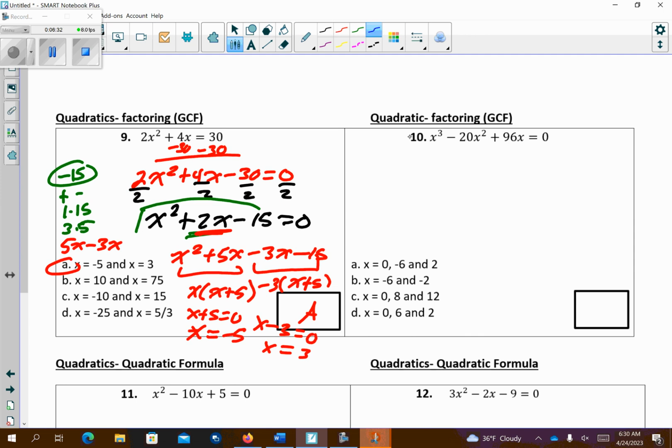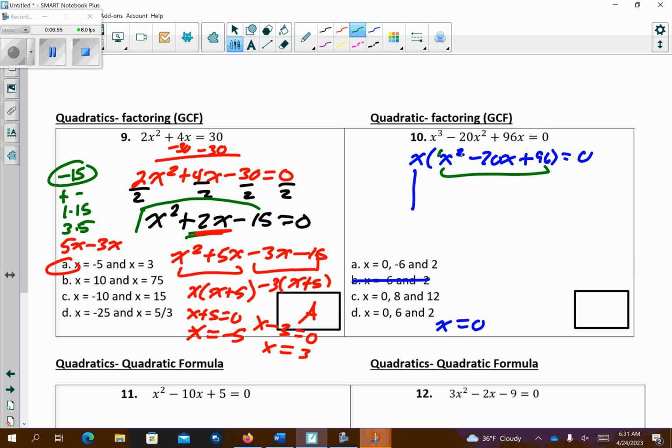Okay, problem number 10. Ooh, it's x to the third, so we have 3 answers. So I'm going to take an x out. I'm going to get x times x squared minus 20x plus 96 equals 0. So this right here is going to right away give me x equals 0. So that means this one can cross out right away. Okay? And then I'm going to factor this.